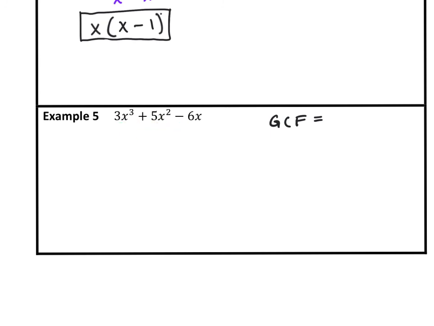Now let's look at the variables. We have 1x, 2x's, and 3x's. So we can say that they all have at least 1x in common. So that's my GCF. I'm going to divide these 3 by that GCF. And so I'm going to set up my parentheses and put the GCF in the front and divide. So I have 3x's divided by 1x.